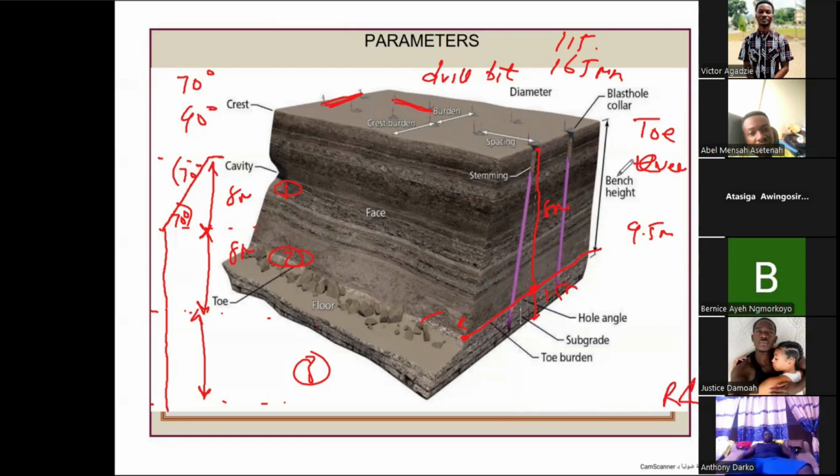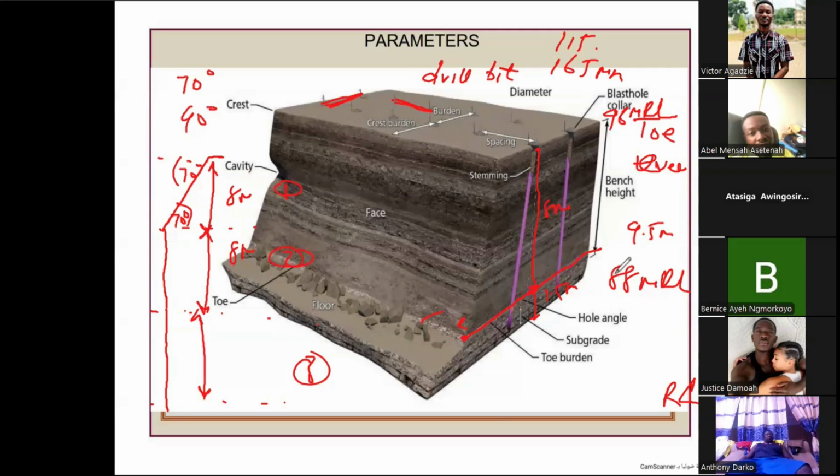Reduced levels. So if, let's say here, you are mining using an 8 meter bench. If here is your 96 RL, 96 meter reduced level, here will be 88, 88 meter reduced level. You can see the distance between them is what? 8 meters. So this is the reduced level here, and this is the reduced level here.